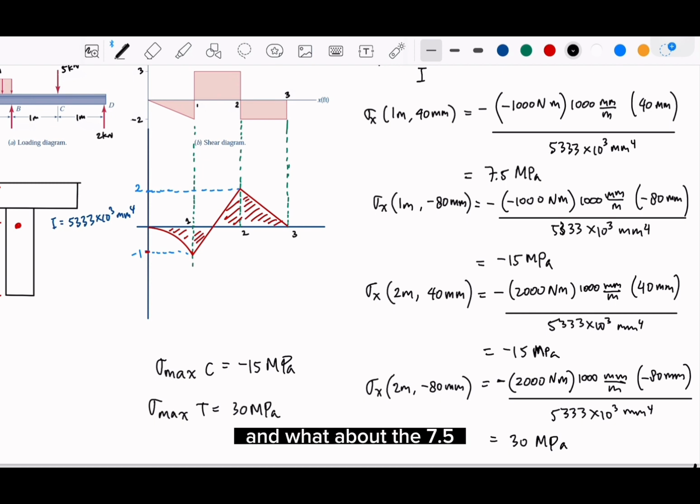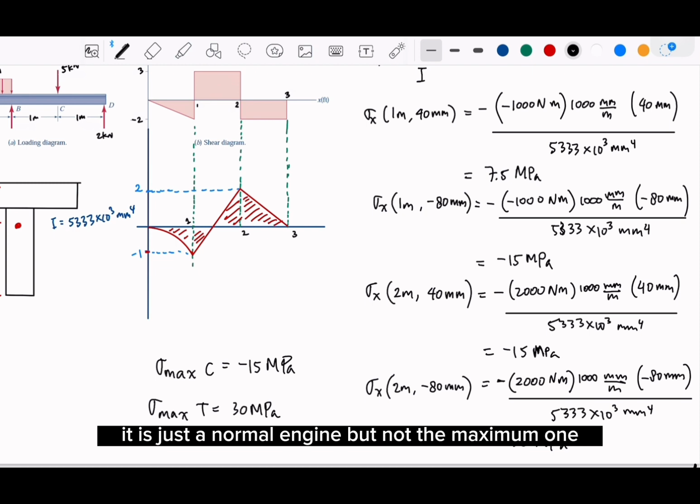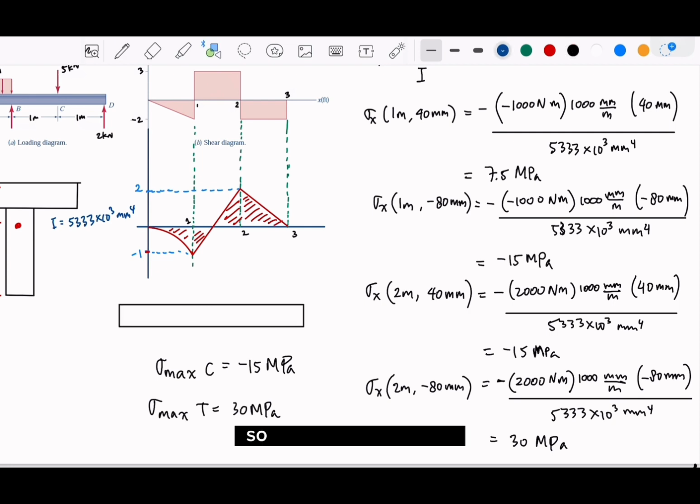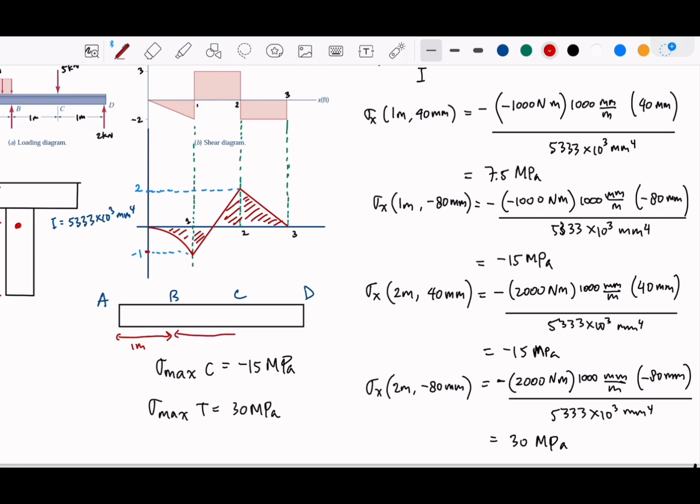And what about the 7.5? It is just a normal tension, but not the maximum one. So what really happened between what we have here, 7.5, 15, 15, 30? If we take our beams, let's say this is our A, this is B, this is C, this is D, and all is having each 1 meter distance.